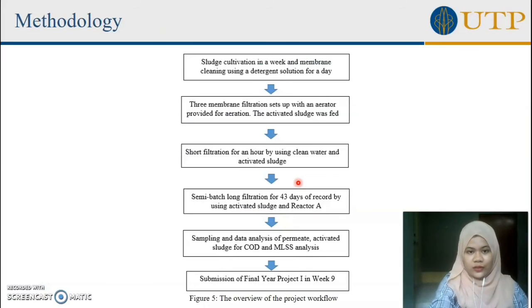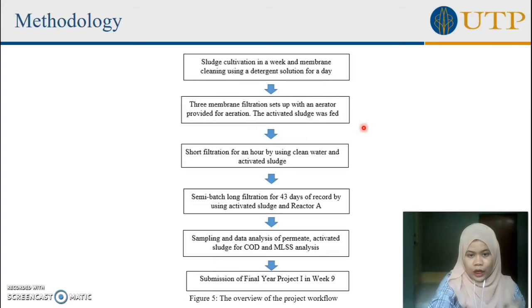And as for the methodology, first the sludge cultivation was done for a week. The membrane cleaning was performed using a detergent solution, and it was soaked in the solution for a day. After that, the membrane filtration setup was done, and an aerator was equipped with this setup. And then the activated sludge was also fed with 2 grams of urea, 2 grams of glucose, 3 grams of potassium dihydrogen sulfate, and 30 grams of tapioca flour.